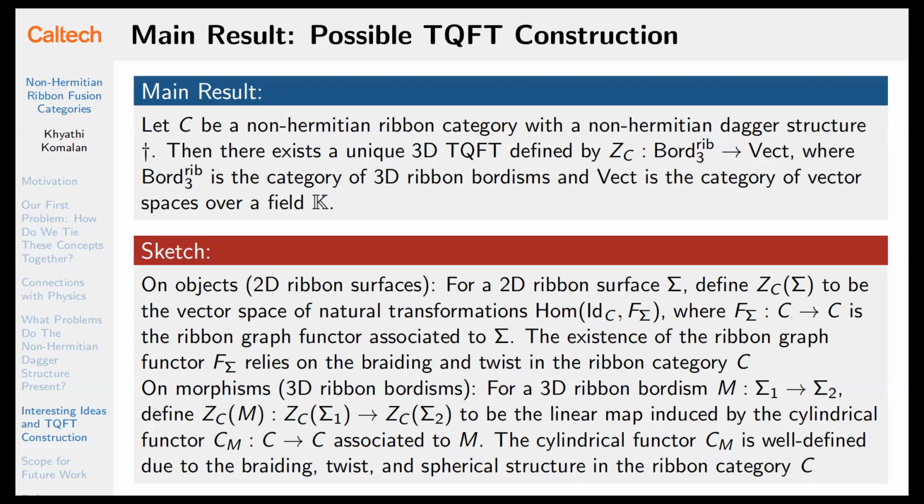And then on morphisms, you define it separately, and the morphisms are 3D ribbon bordisms. So for a 3D ribbon bordism M from sigma 1 to sigma 2, we would define GC of M that goes from GC of sigma 1 to GC of sigma 2. And this would be a linear map induced by the cylindrical functor CM from C to C that's associated to M. The cylindrical functor CM is well defined due to braiding, twisting, and the spherical structure that we have defined on C. So this basically gives you a possible TQFT construction that arises from this non-Hermitian ribbon fusion category.